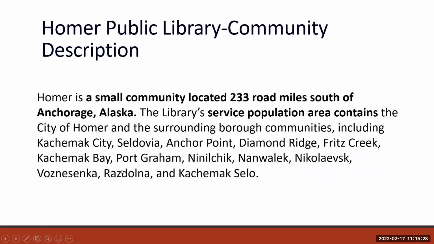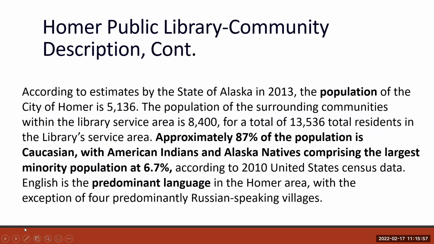So again, we're going to go back to Homer. They do include a community description, and the policy situates where Homer is geographically. It's 233 road miles south of Anchorage. And it talks about how the service population area contains several different communities. It isn't just the city of Homer. So you get an idea that it's very much a rural library serving a big area. And then it goes on to talk about the population.